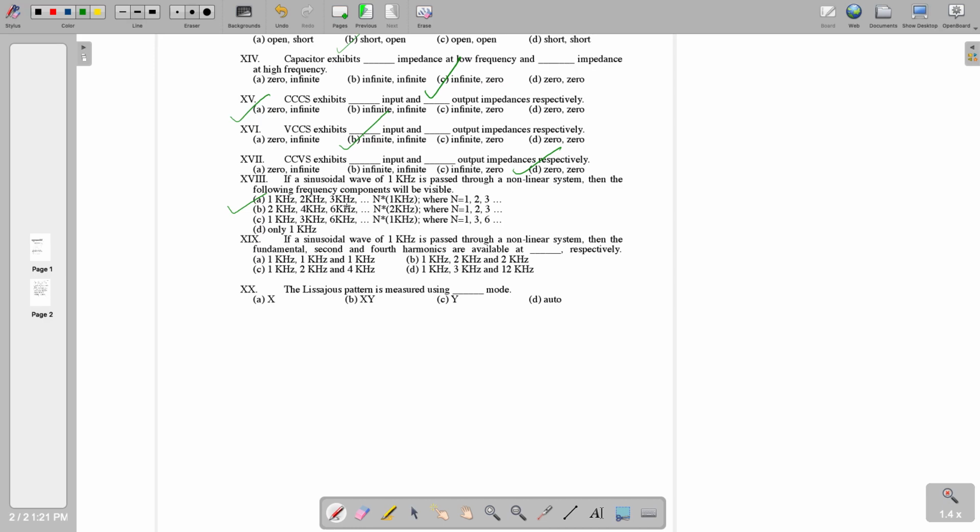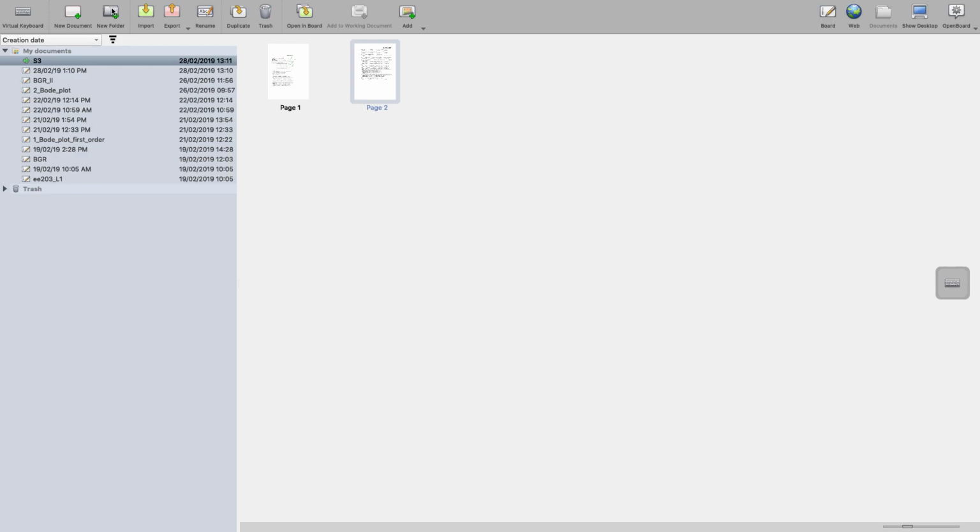But the first, third, and sixth harmonic will be there. Yeah, so you are going to see this also, but you need to see other things also. If you are doing ABC, then it's fine. Okay, fine. The main purpose of this surprise quiz is not just getting marks. It's for learning something. So if a sinusoidal wave of 1 kilohertz, what do you think? C. So first fundamental, second and fourth harmonic. So C, right? And the Lissajous pattern is measured in XY mode. Okay, fine, all good.